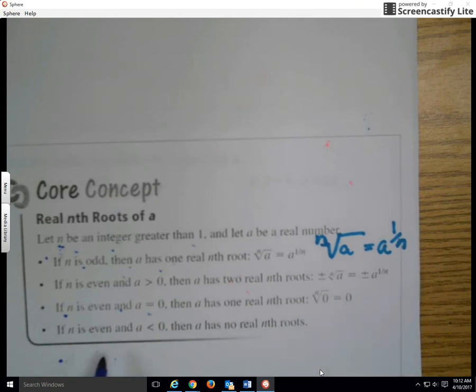And then if n is even and a is less than 0, there are no real nth roots. And we'll talk about that a little bit more later. But those are the rules that will help you with integers.